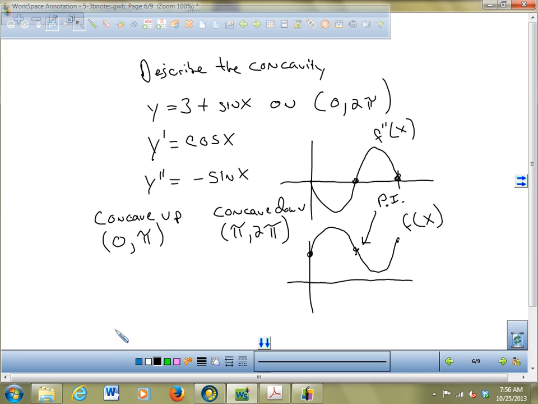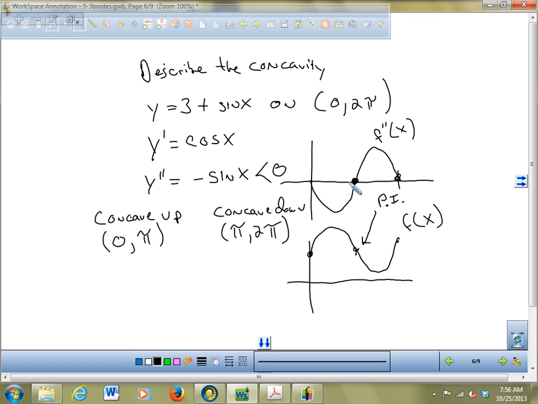Wait, why would you graph the f double prime? Why would I graph the f double prime? I guess you wouldn't have to, but I think it's easier to see where the function is negative. You could say where is the graph of y equals negative sine x negative, right? Where is it less than 0 between 0 and 2 pi? Where is negative sine x less than 0? That's like saying where is sine of x?